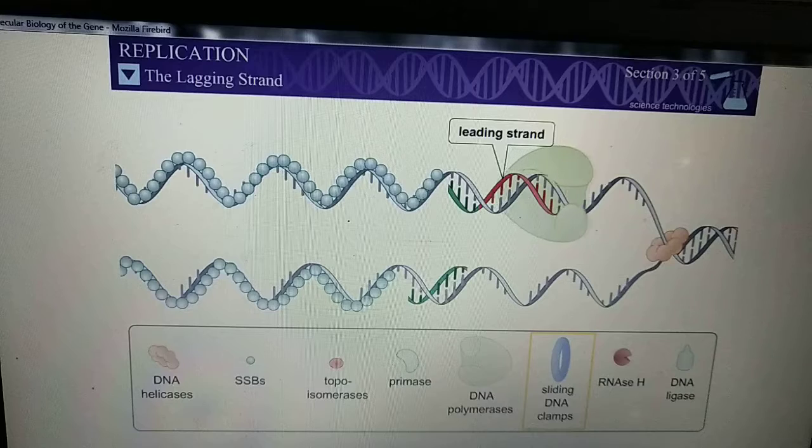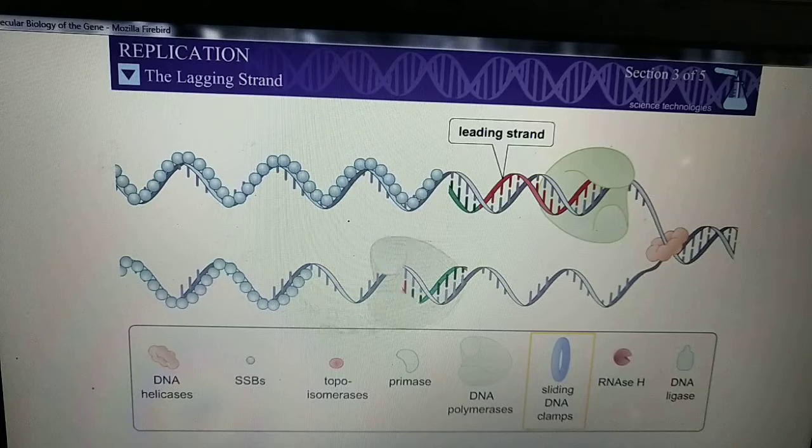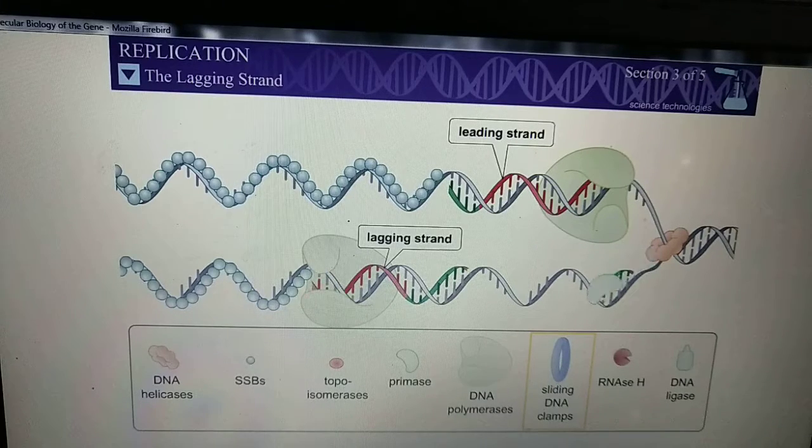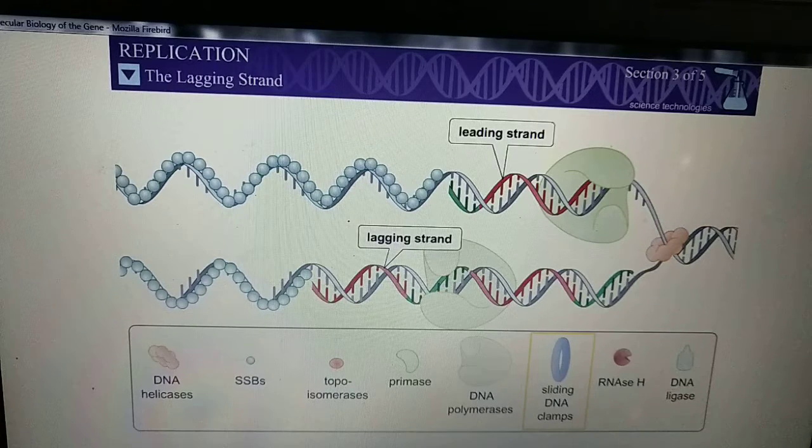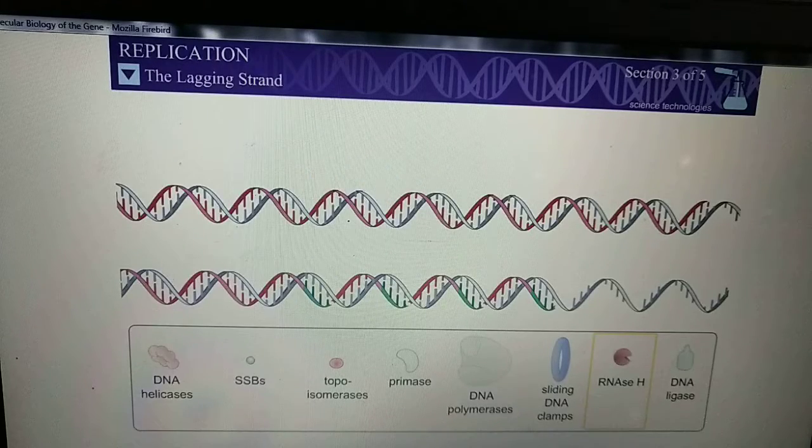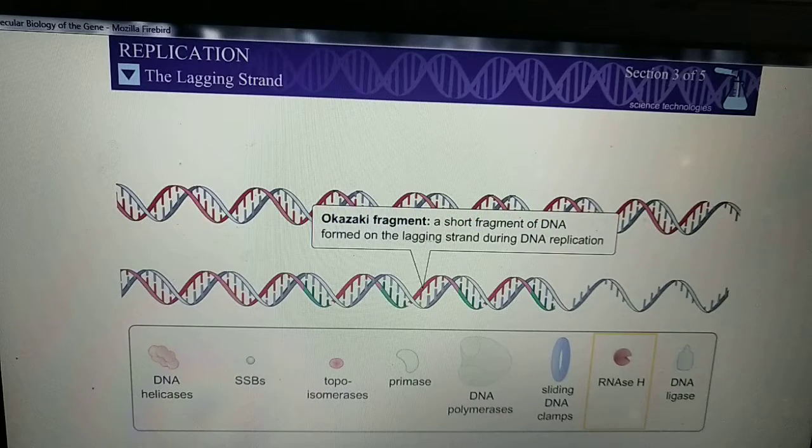Remember, DNA polymerase can only add dNTPs to the 3' end of a polynucleotide. Because both DNA strands must be passed through the replication machinery in the same overall direction, the lagging strand is synthesized discontinuously in small fragments. The short fragments of DNA formed on the lagging strand are called Okazaki fragments. Note, although the Okazaki fragments are shown as very short stretches in this animation, they are usually between 100 and 1,000 base pairs in length.